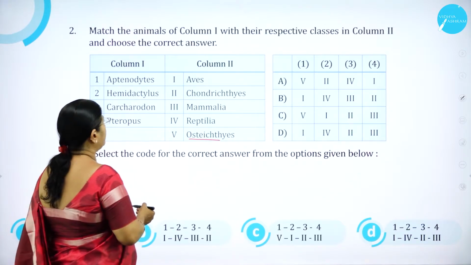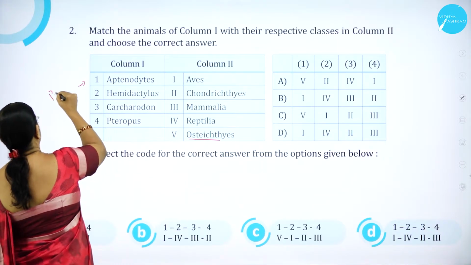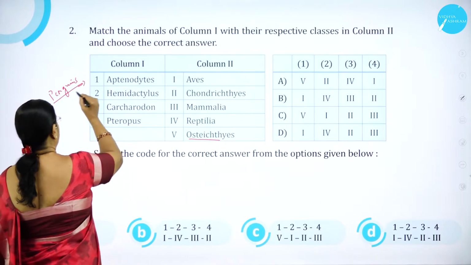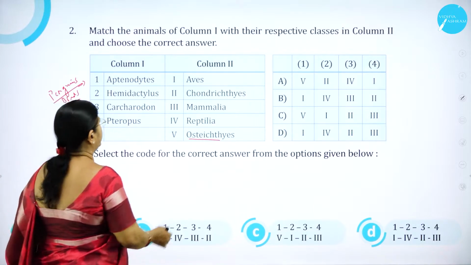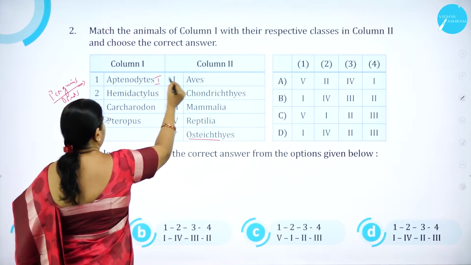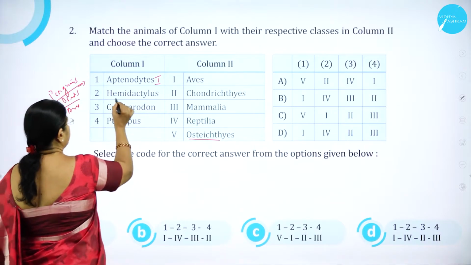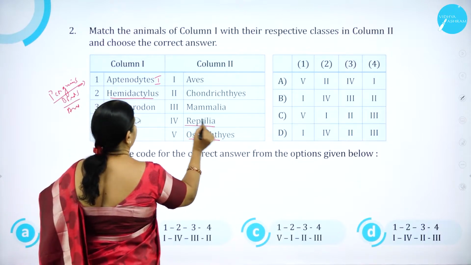Now, Aptenodytes means what? They are nothing but a type of penguins. Penguins are called Aptenodytes. So what is it? A penguin is nothing but a bird. So option 1, Aves, is correct. So birds are Aves. Then Hemidactylus, creeping animals. Creeping animals means what? Reptiles.